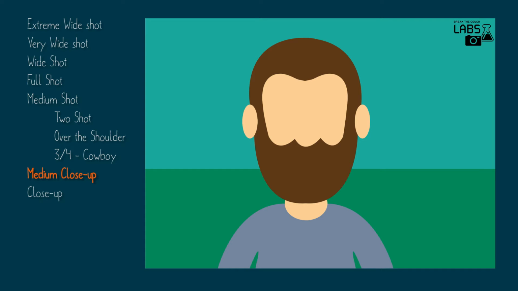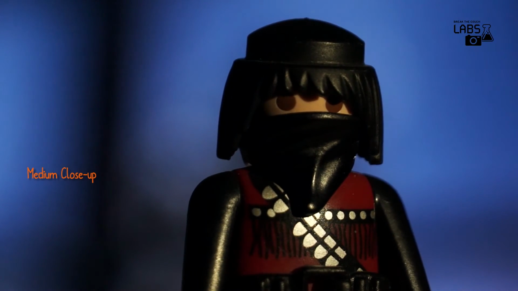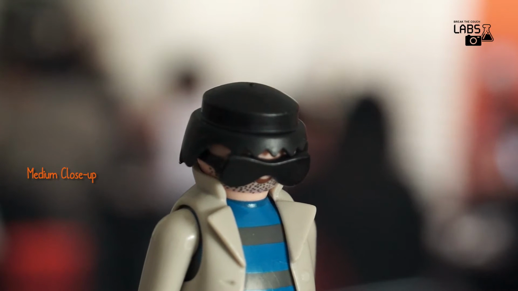Medium close-up. This is halfway between a mid-shot and a close-up. This shot shows the face more clearly. It frames the subject's head and cuts off around mid-chest. This shot shows the face more clearly without getting uncomfortably close.